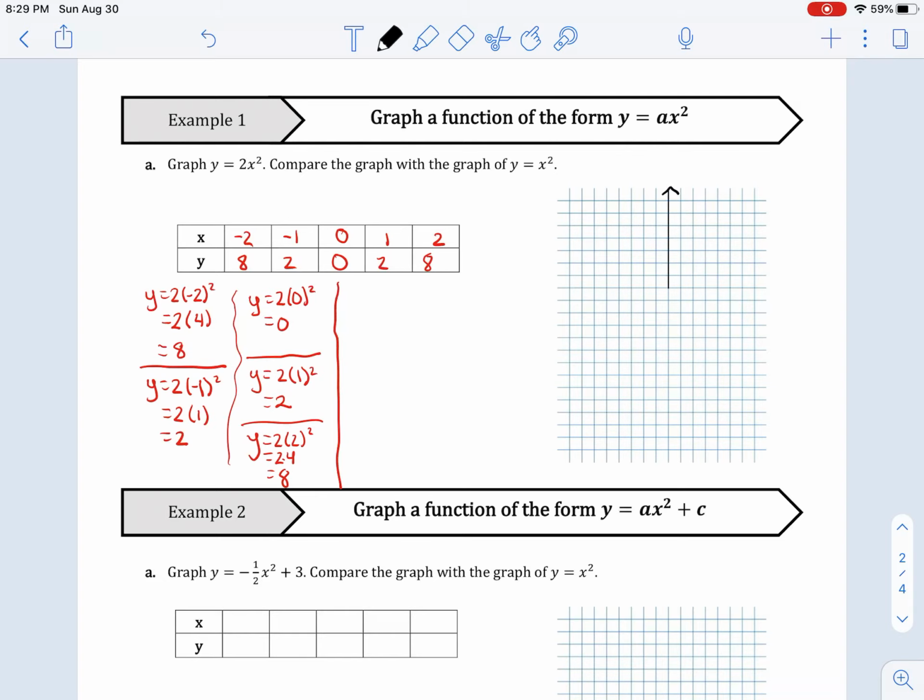I don't know why I didn't draw lines here, but let's draw some lines here. It's not going to be perfect because the grids are not perfect.